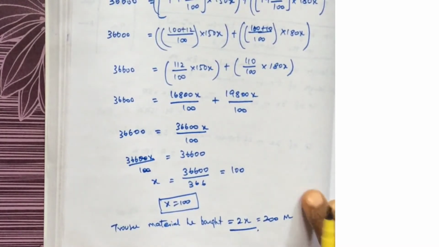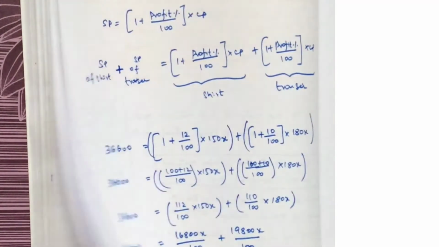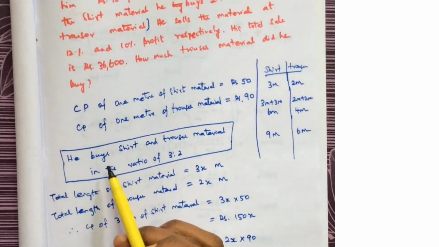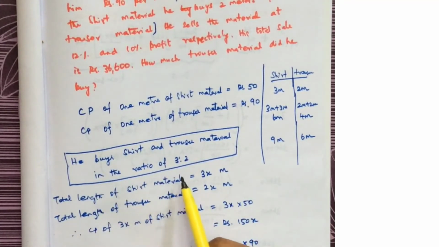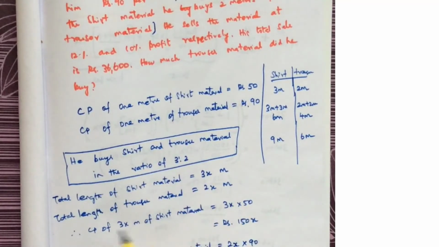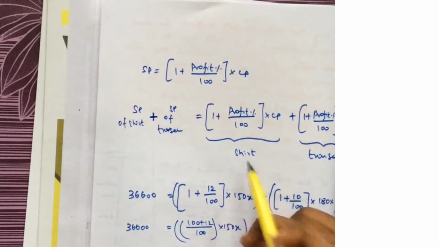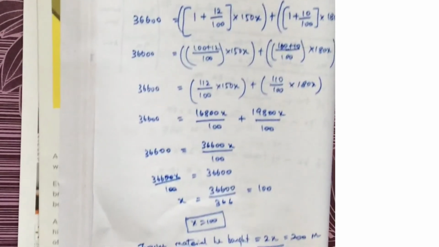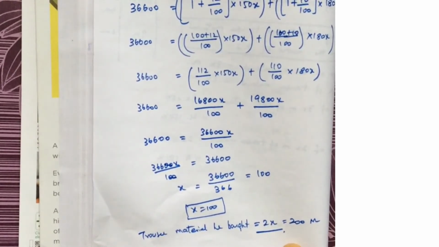Here there are two things you should understand. The first is this statement: he buys shirt and trouser material in the ratio of 3:2. If you understand this, you can write it as 3x and 2x. Then the problem is simple. The next thing you should know is this formula. If you know this formula, then you can substitute and solve. So the answer is the total trouser material he bought is 2x, that is 200 meters.